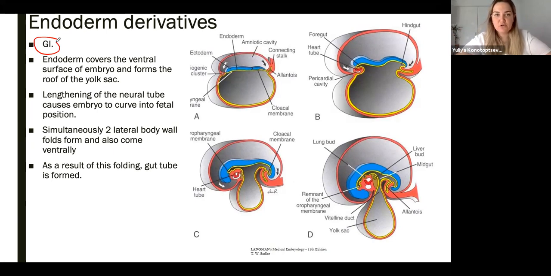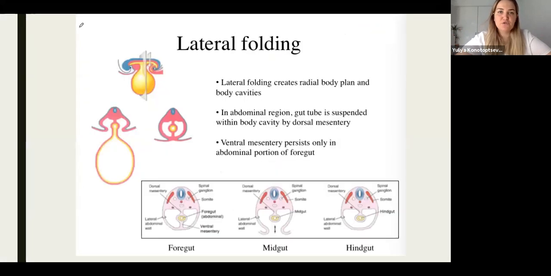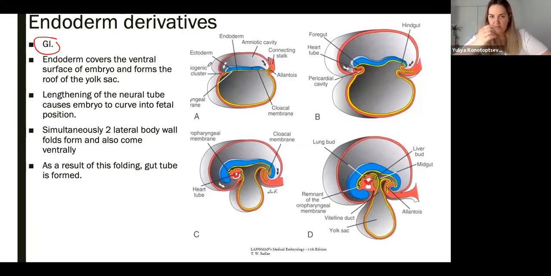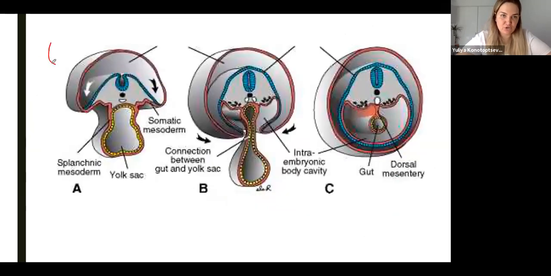Okay, you cannot talk about endoderm without first folding the embryo. How does your embryo look right now? For now, it looks like a disc. Do you see? So it has the head, it has the tail. This is the sagittal section. This is the cross section of the embryo.